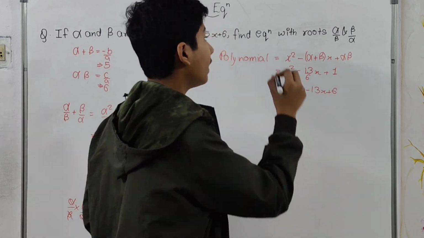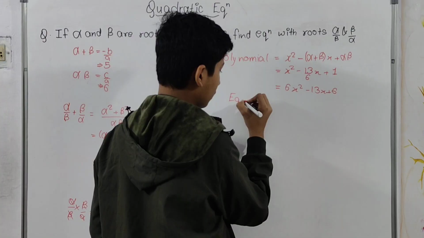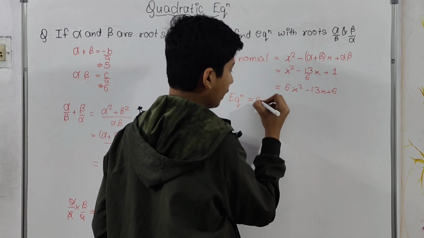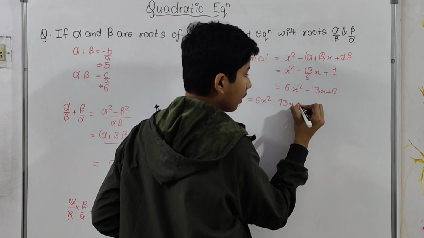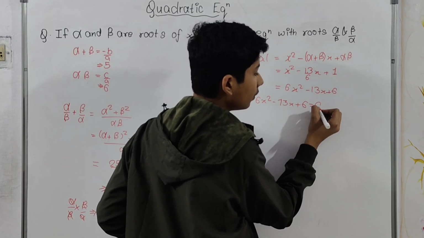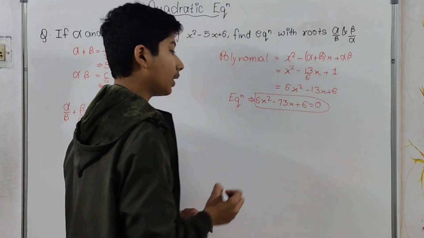And also we have to find out the equation. So the equation is 6x square minus 13x plus 6 equal to 0. This will be our answer of this question.